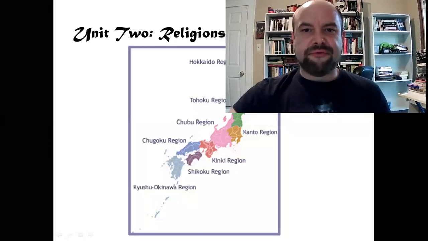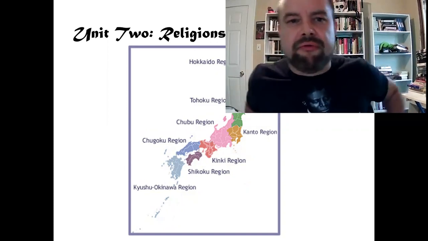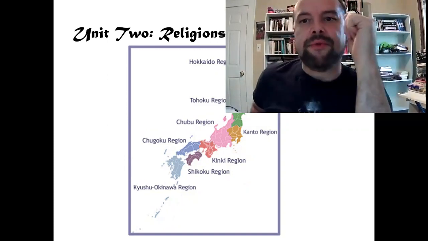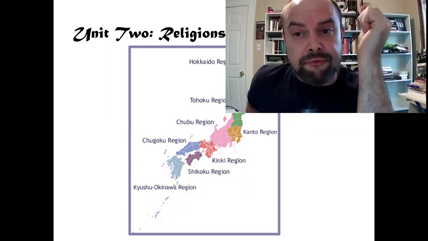All right, here we are. This is the first religion, tradition, whatever you want to call it, that we are going to be covering in Unit 2, the religions of the Far East. So that's going to include Shinto, Taoism, and Confucianism.